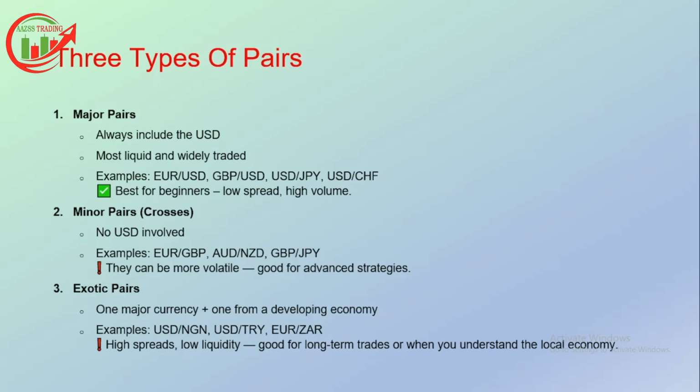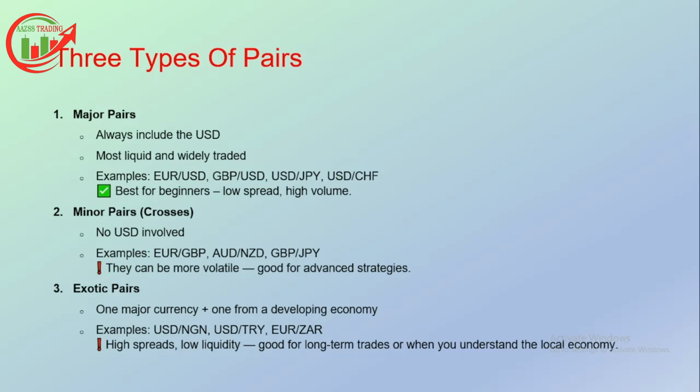Right? So one major currency plus one from a developing economy, right? And it's quite unfortunate that Nigeria is still one of the developing economies. And our prayer is we are going to overcome that with time. But what is important now is to get the right knowledge, trade, and take advantage of the present opportunity in the present situation, right? So exotic pairs are one major currency, please take note, and one from a developing economy.